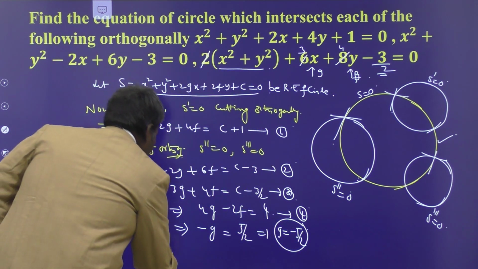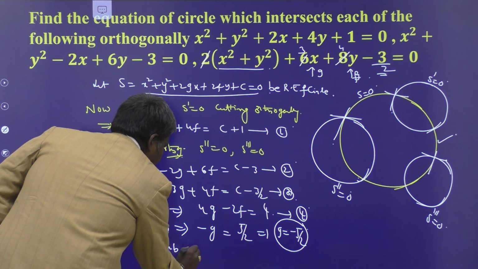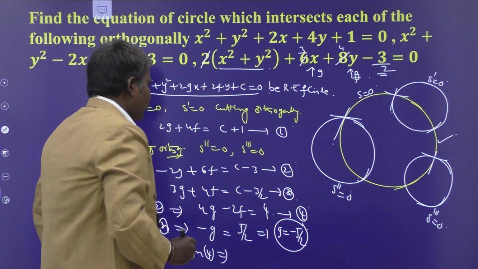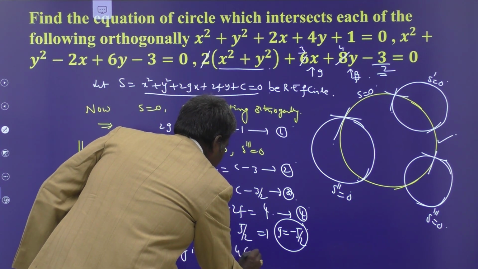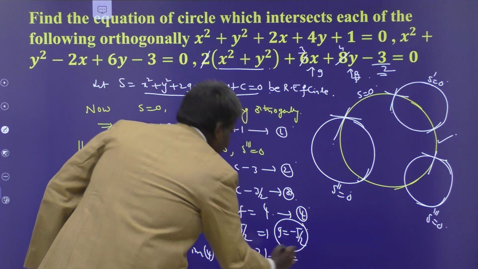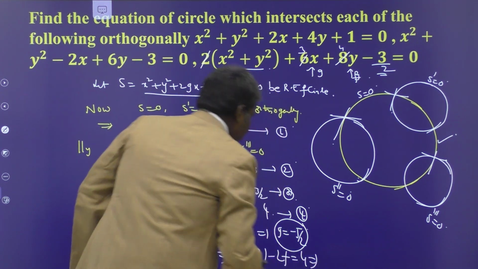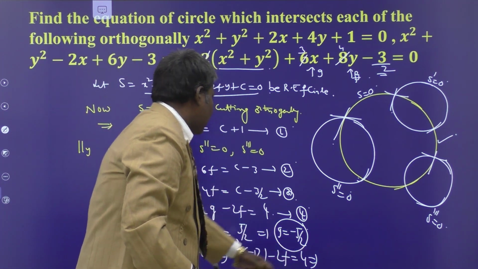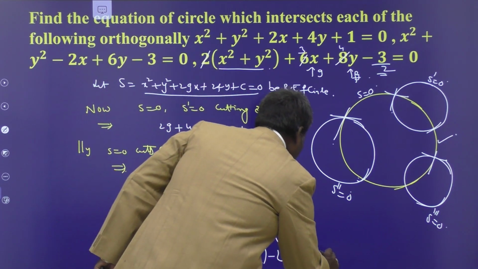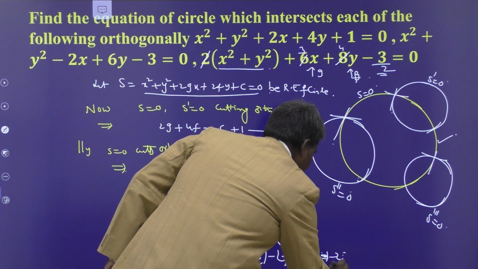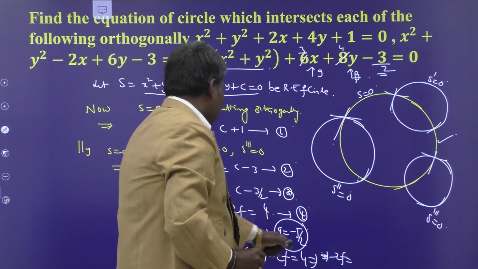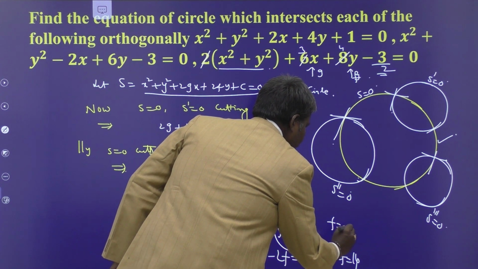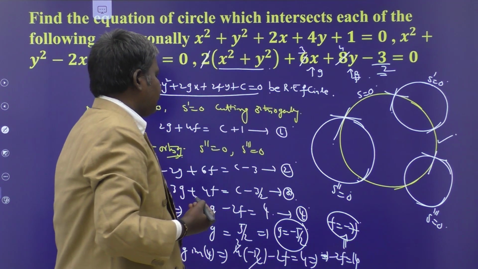Substitute g in 4. What happened? 4 into minus 5 by 2, minus 2f is equal to 4. This means what? 2 times gets cancelled. Minus 10. Coming to the right side, plus 10. Minus 2f is equal to 10 plus 4, 14. Implies f is equal to minus 7. The value of f is minus 7.